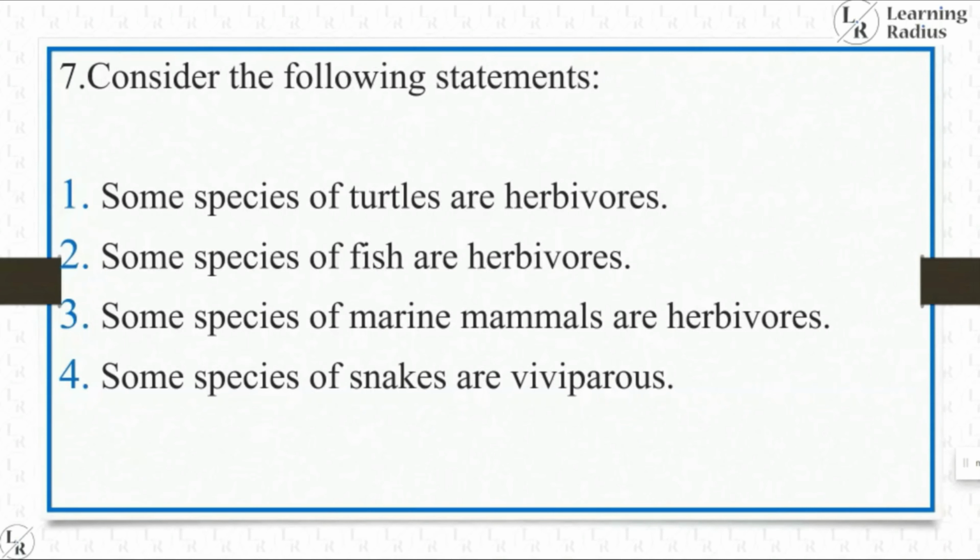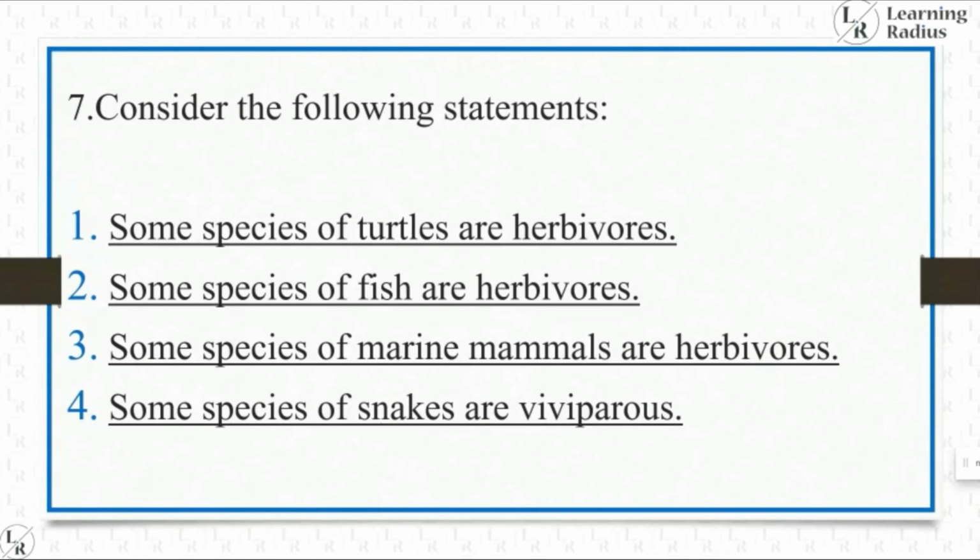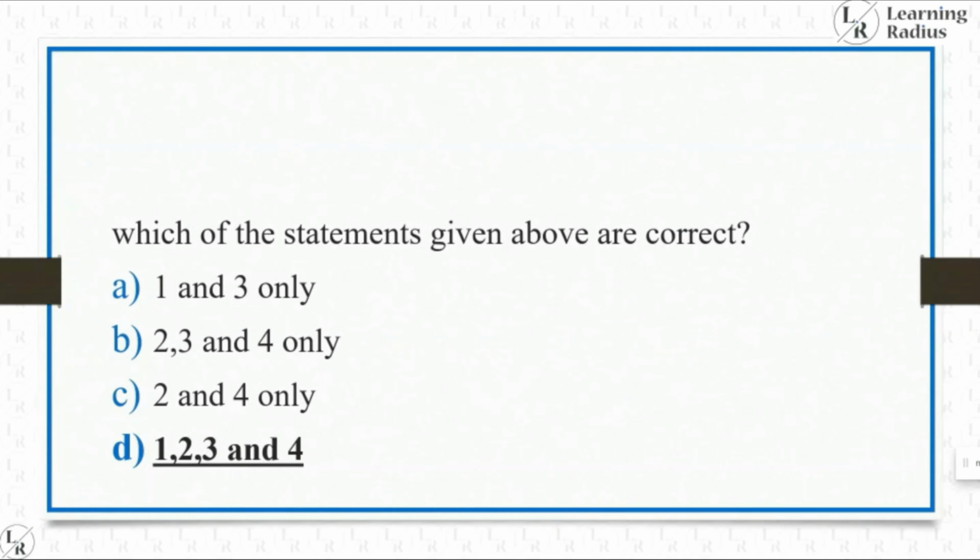Let's come to the next question. Consider the following statements. Some species of turtles are herbivorous. Some species of fish are herbivorous. Some species of marine mammals are herbivorous. Some species of snakes are viviparous. Now, UPSC is asking which of the statements given above are correct. It's a very simple question. Turtles, that is right. Fish, that is right. Marine mammals, that's right. Snakes being viviparous, that's also right. So all the statements are right. Obviously the option is 1, 2, 3 and 4.